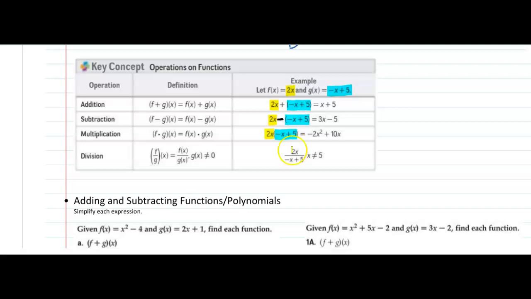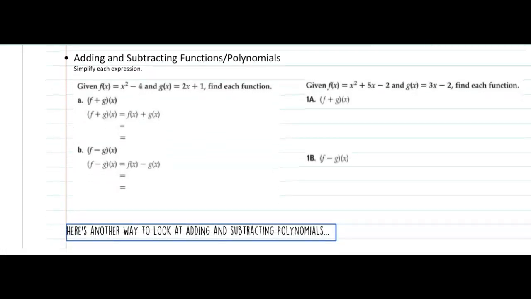And finally, when we divide, we're simply placing the f function, f of x, on top in the numerator, g of x on the bottom, and the only thing we have to consider is a domain restriction, but we'll get to that in the second video. Let's take a look first at adding and subtracting these functions.